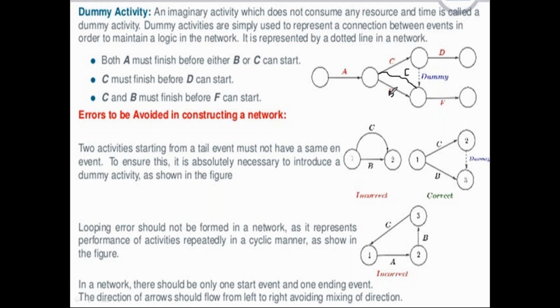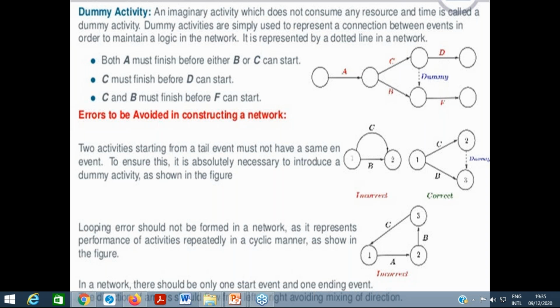So C and B must finish before F can start. So this would have been this condition. But there is a condition that no two activities can have the same start point and end point. So to avoid this, what we have done, we have created a dummy activity or a node over there, and then we can connect this. So this is the dummy activity over here.